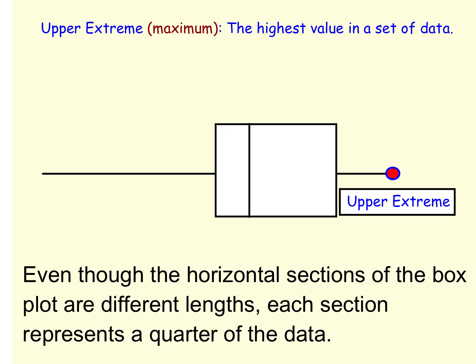So at the bottom of this slide, it gives us a reminder, and this is what's tricky to wrap your head around. It says, even though the horizontal sections of the box plot are different lengths, each section represents a quarter of the data. What I mean by that is that this box and whisker plot is splitting our data into 4 parts. We've got one section here, one section here, one section here, and one section here. Each of those sections represents 25% of the data. So in our heads, it feels like, well, if each section represents 25%, each of those sections should be the same length.